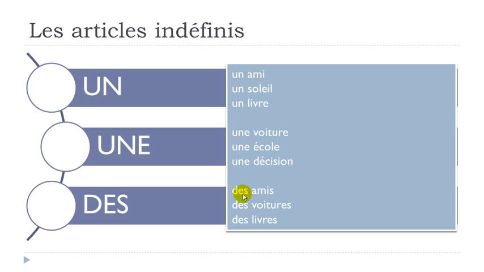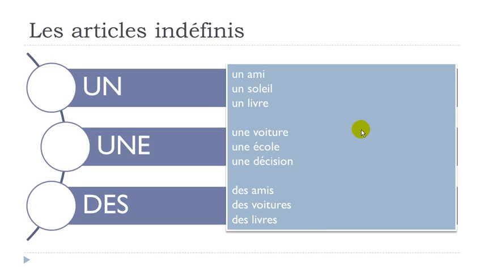Then there is this little liaison. Remember, it's been introduced in a previous lesson. You put this little link between the words. Des amis, des amis. I've been taking voiture here, a car. Just add this S at the end and you get the plural form, des voitures. And then this livre, same thing, you just add S at the end, des livres.